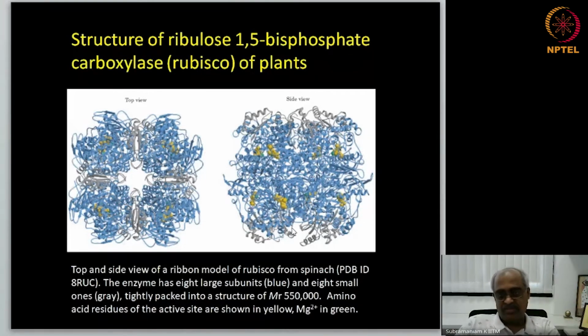Then we saw manganese in the water splitting complex yesterday, where the stable multiple oxidation states of manganese allow acceptance of 1 electron at a time, 4 electrons comfortably, and then donating 1 electron at a time, 4 electrons. Okay, so we saw manganese, and today we are going to see the importance of magnesium in the catalysis of Rubisco.